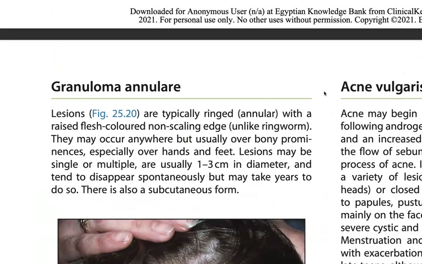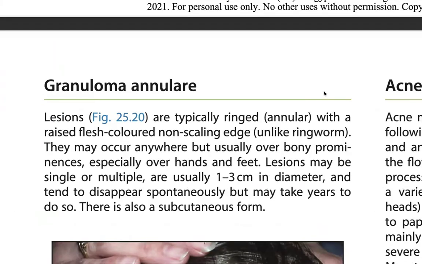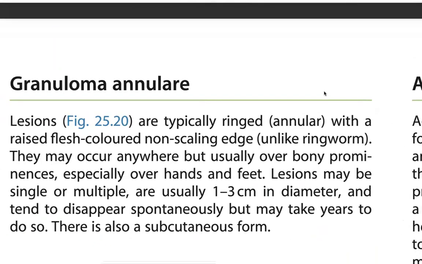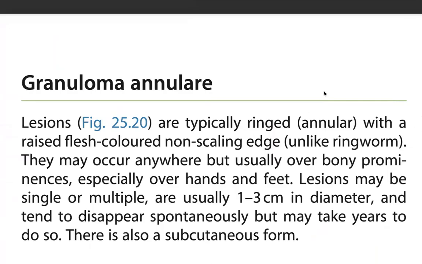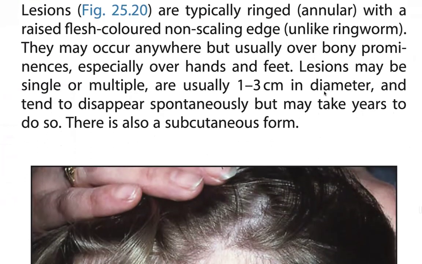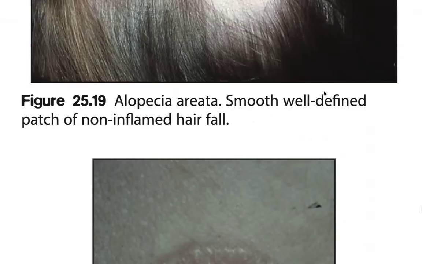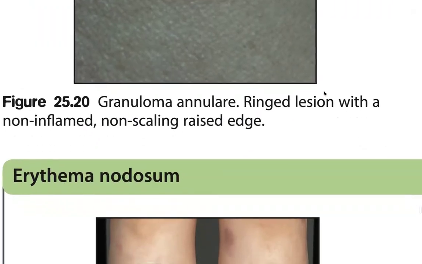Granuloma annulare: lesions are typically ringed, annular, with a raised, non-scaling edge, unlike ringworm. They may occur anywhere but usually over bony prominences, especially over hands and feet. Lesions may be single or multiple, usually 1 to 3 centimeters in diameter. They tend to disappear spontaneously but may take years to do so. There is also a subcutaneous form.